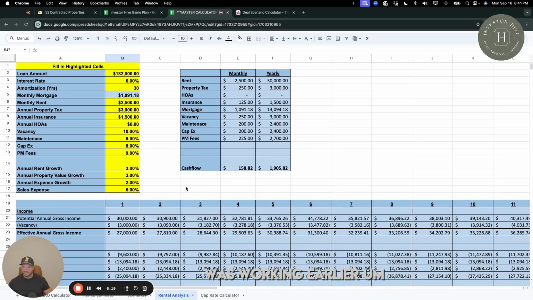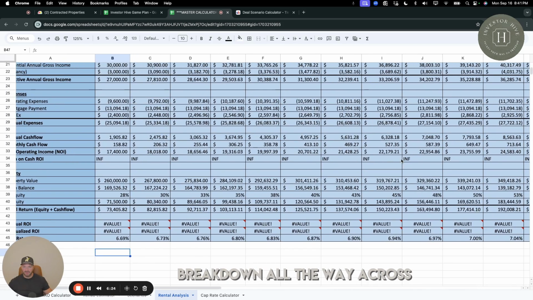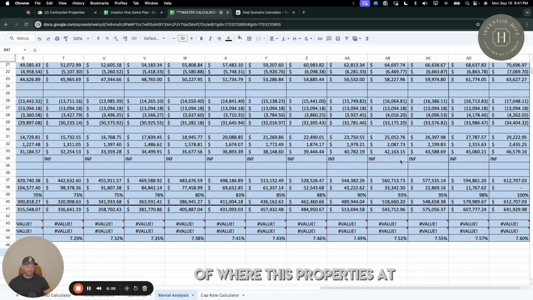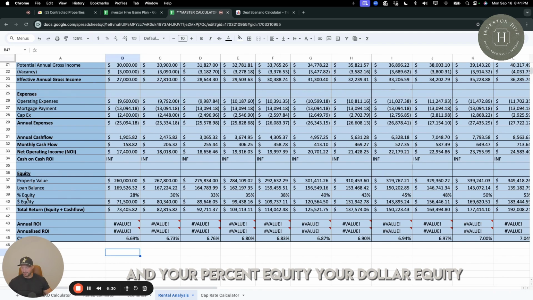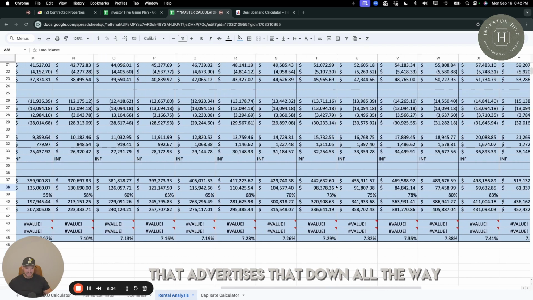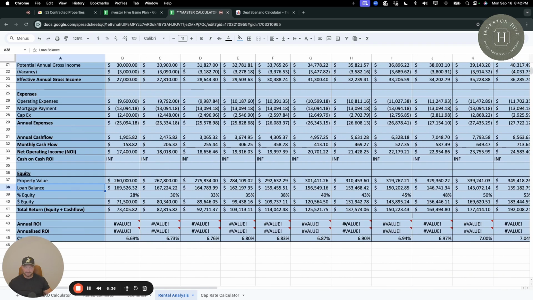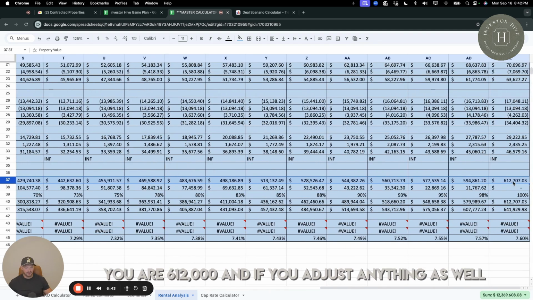Was working earlier, but that there gives you a breakdown all the way across of where this property's at and how much equity is gained, and your percent equity, your dollar equity, your loan balance. You can see how that's paid down over time. That amortizes that down all the way down to zero. So really cool stuff to use here. Your property value as well. This home in 30 years should be worth $612,000.